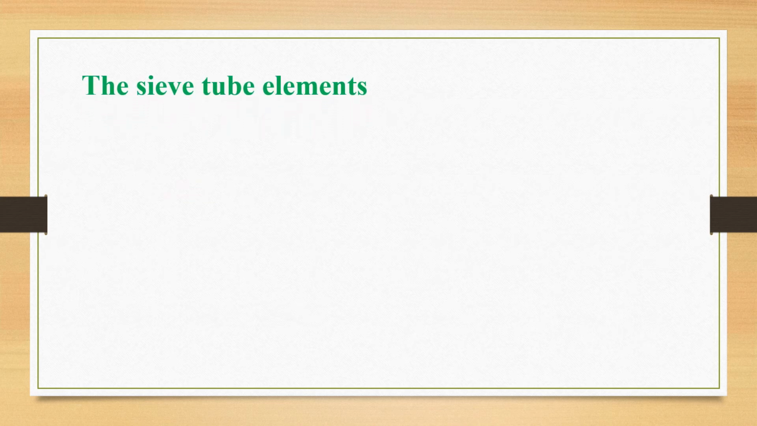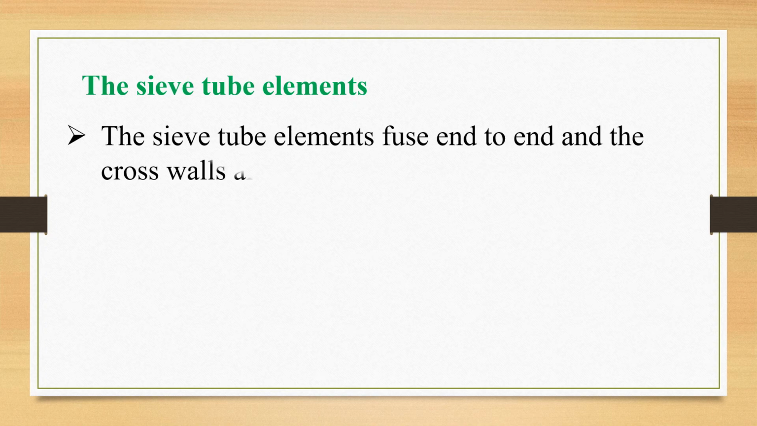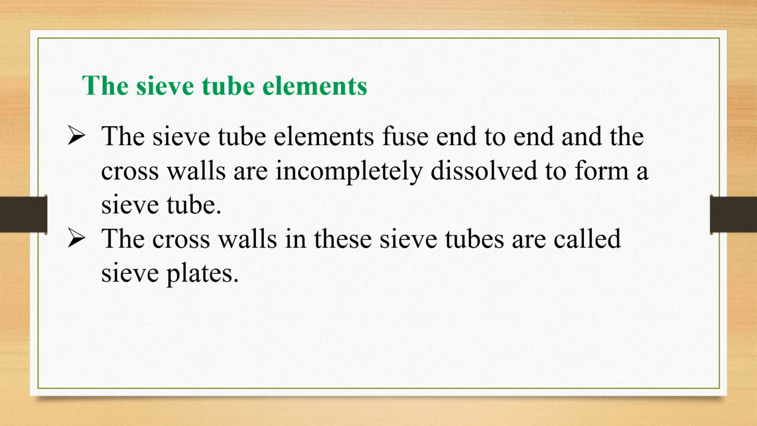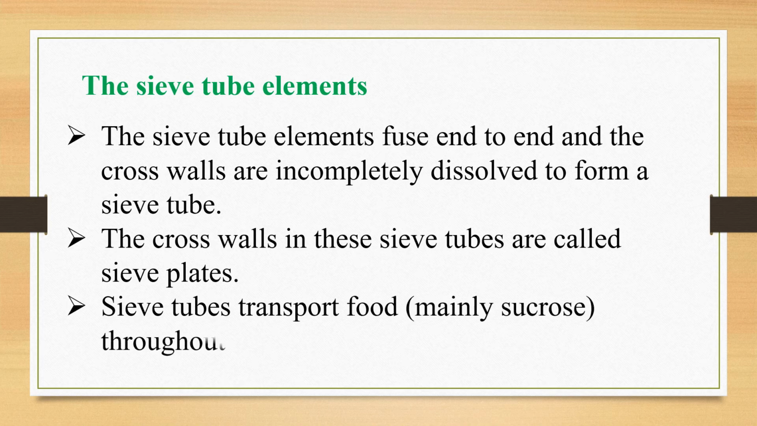First type of cell is the sieve tube elements. The sieve tube elements fuse end to end and the cross walls are incompletely dissolved to form a sieve tube. The cross walls in these sieve tubes are called sieve plates. Sieve tubes transport food, mainly sucrose, throughout the plant as a solution.